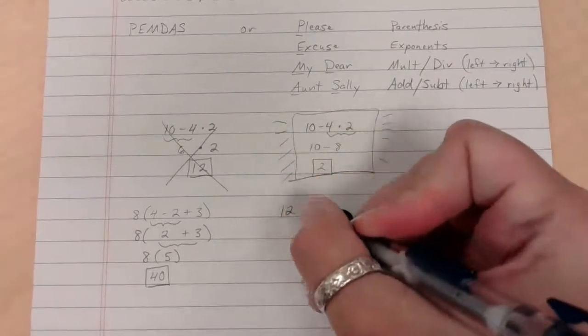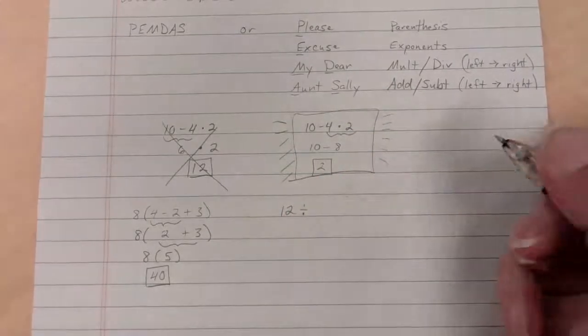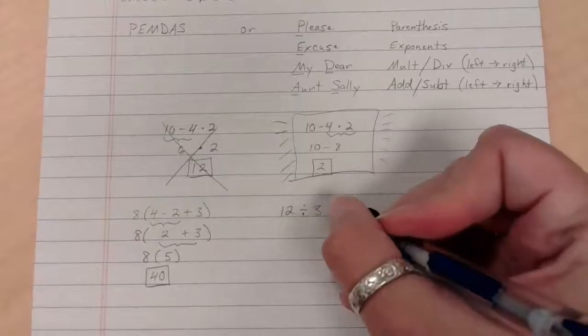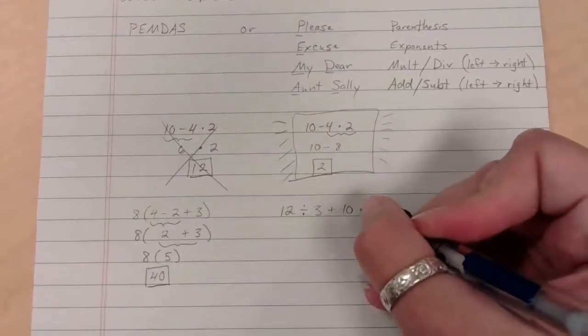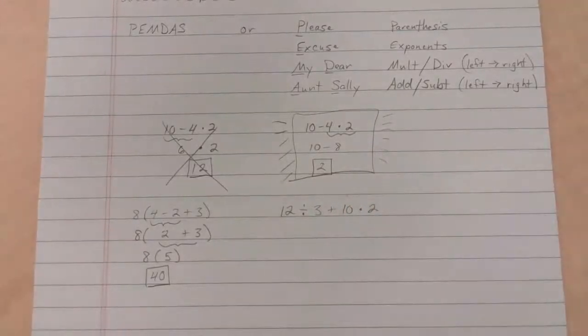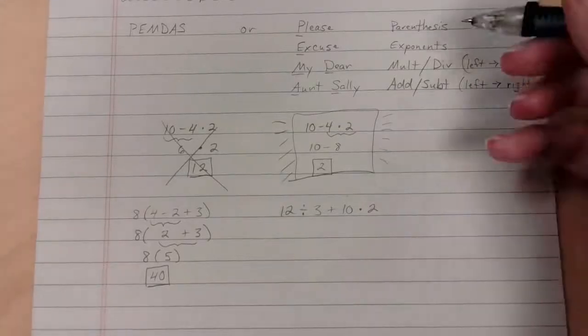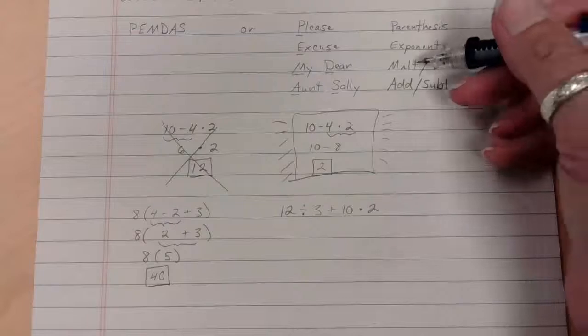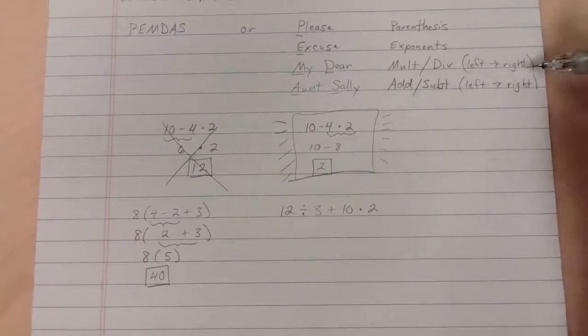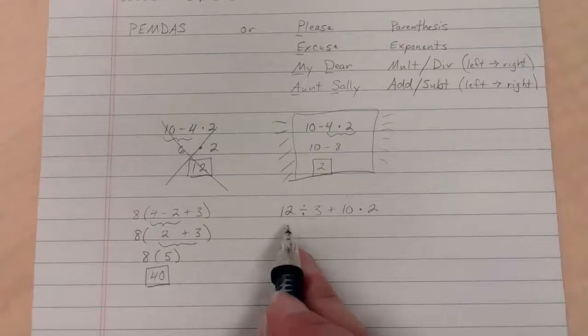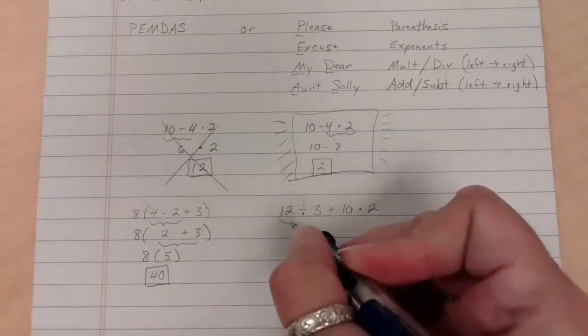So I've got 12 divided by, because we haven't done anything with division yet, 12 divided by 3 plus 10 times 2. 12 divided by 3 plus 10 times 2. Wherever shall we begin? Pause, thinking. Can you answer that question? Where would you begin? I think, no parentheses, no exponents. I'm looking at my multiplication and division, and I want to address that in order from left to right. The first thing I come across is this division. I'm going to start here.